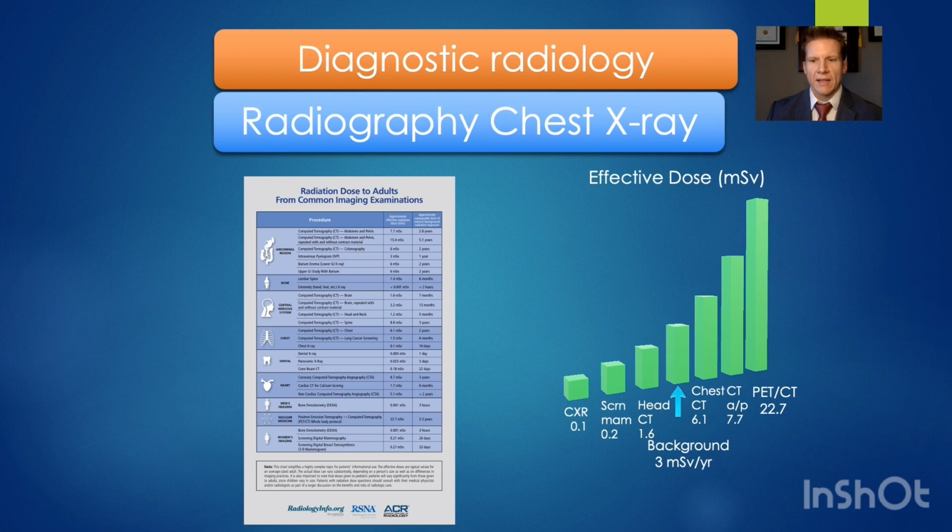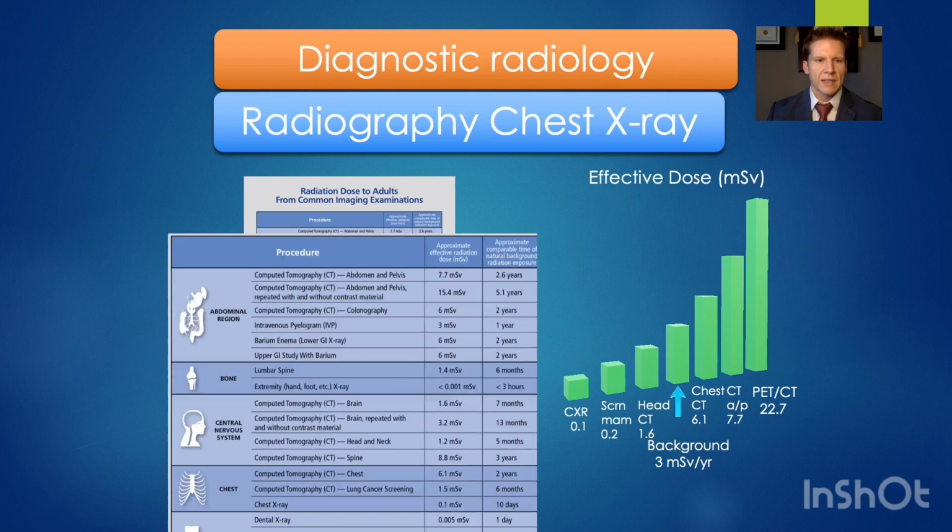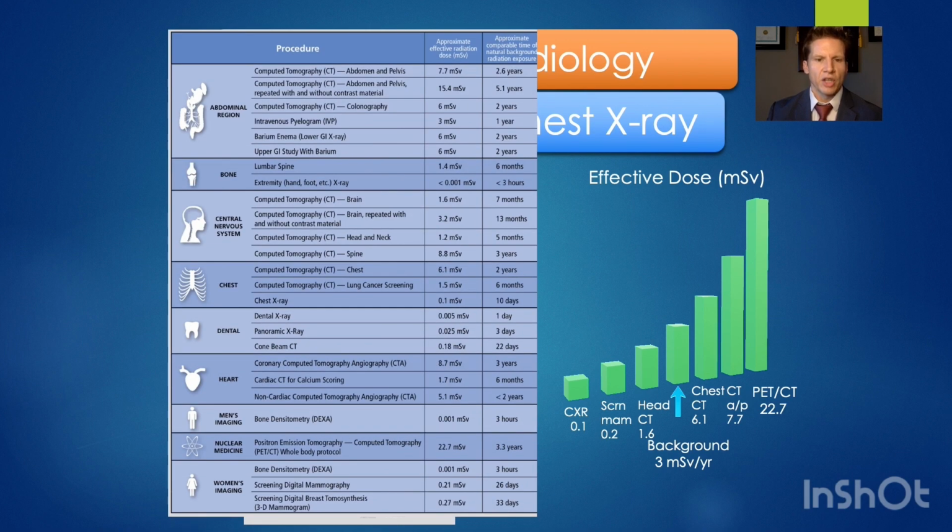If we contrast that to a body CT, on the other hand, it's more like a couple of years of low-level radiation. And again, don't get bogged down with the overall specifics of these or try to memorize these, but just have a general idea of what we're dealing with when we're talking to our patients about the levels of radiation.